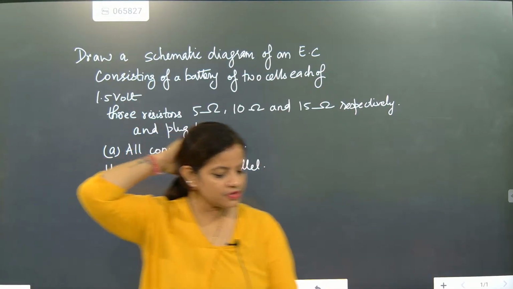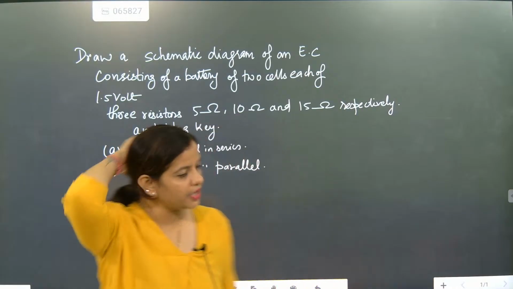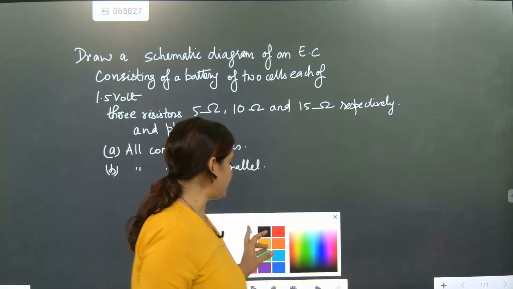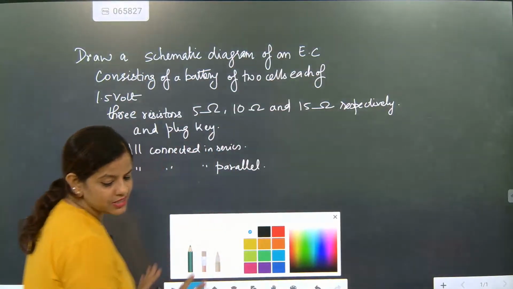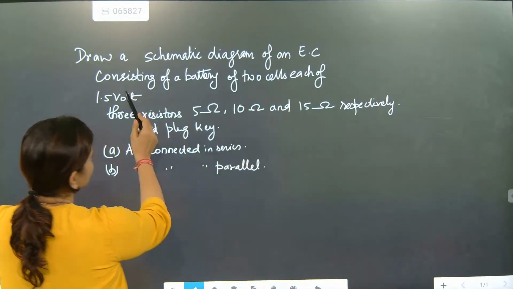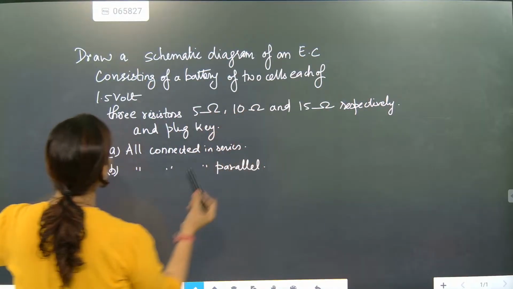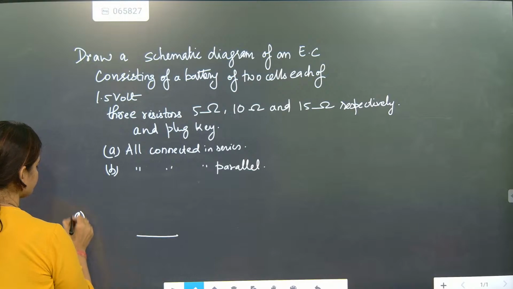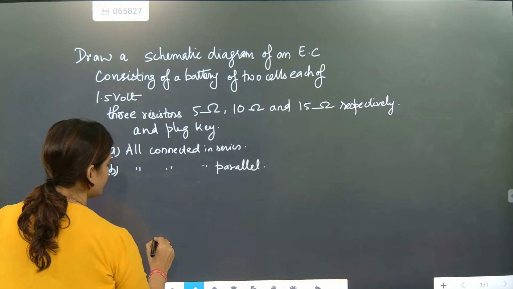See, battery symbols you need not draw like that. Look here, how to draw? First one I am drawing. Now see how to make a very perfect drawing. Listen. Series connection first: draw a schematic diagram of a circuit consisting of a battery of two cells. So first we will start like this. Normal. First one. We will draw like this.